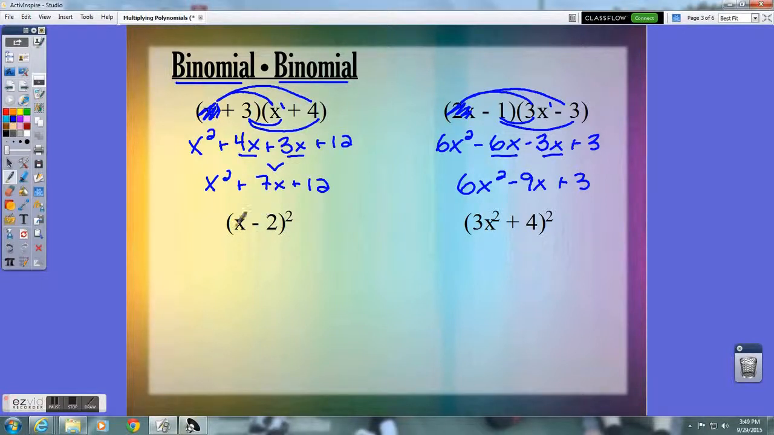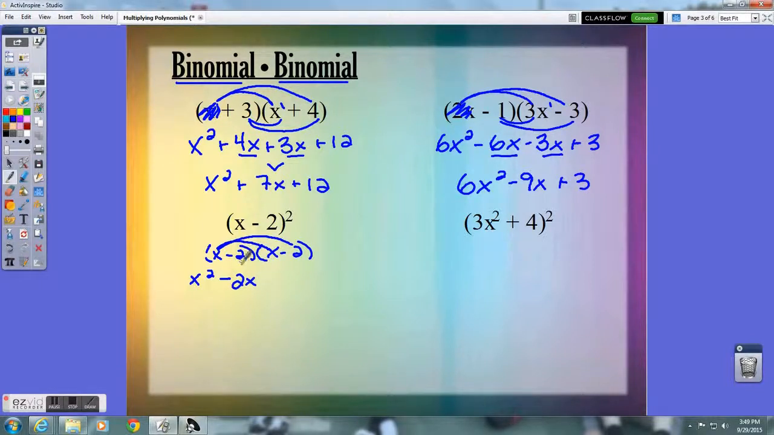The other thing we'll see is when we have a binomial squared. What this means is that I have two copies of that base. So the easiest way to do these is to write that base 2 times. So x minus 2 times x minus 2. And now you can see I have a binomial times a binomial. So doing the same thing, I'm going to distribute the first term first. So x times x is x squared. x times negative 2 is negative 2x.